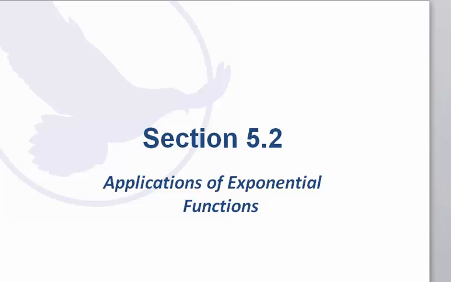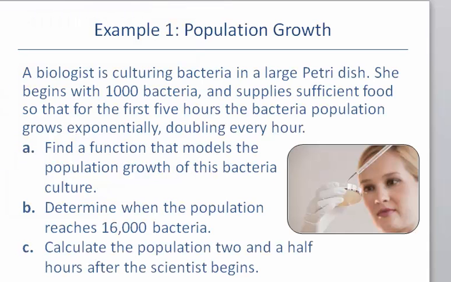We will now discuss section 5.2, where we will look at applications of exponential functions. We begin with an example for population growth. A biologist is culturing bacteria in a large petri dish. She begins with 1,000 bacteria and supplies sufficient food so that for the first 5 hours, the bacteria population grows exponentially, doubling every hour. We are first asked to find a function that models the population growth of this bacteria culture.